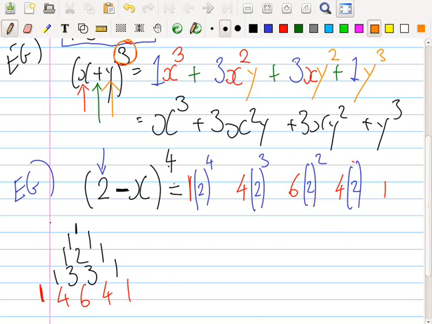And then at the back I have x to the power 4. Sorry, I'm out of space here, let me move this over. 1 and x, that's x to the power 4 there. And then here, x squared. What colour did I have here? Blue.